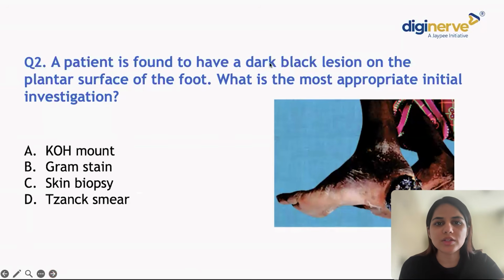A patient is found to have dark black lesion on the plantar surface of the foot. What is the most appropriate investigation? Most appropriate investigation out of the four would be skin biopsy, as KOH mount, gram smear, and Zank smear, all of them are superficial smears. So while all of them also can be done, a skin biopsy gives the full thickness analysis of the lesion. So that is why the most correct out of the given options would be skin biopsy here.